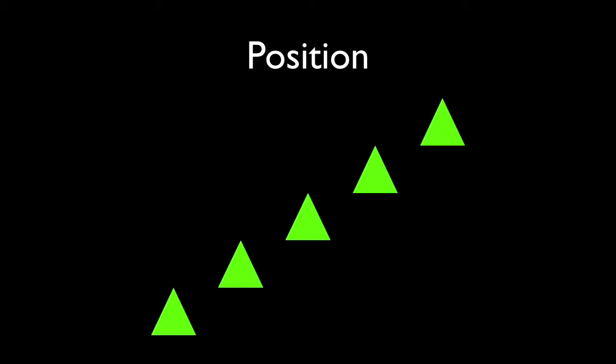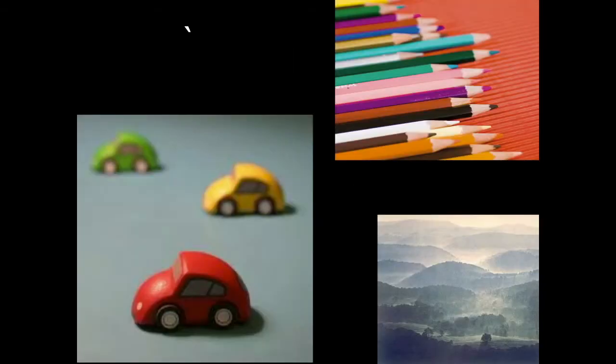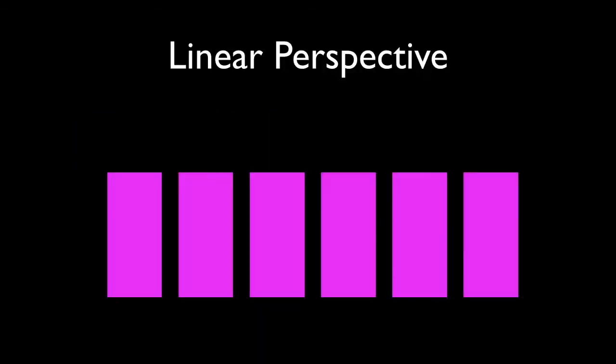So here are some examples. Here you see 3 cars. The one on the bottom is definitely closer, the one on top definitely farther away. It's apparent in these rolling hills. The hills on the bottom are closer, the hills on the top are farther away. Even if the one on top is actually bigger in size, you will still think that it's farther away because it's higher up in the picture.